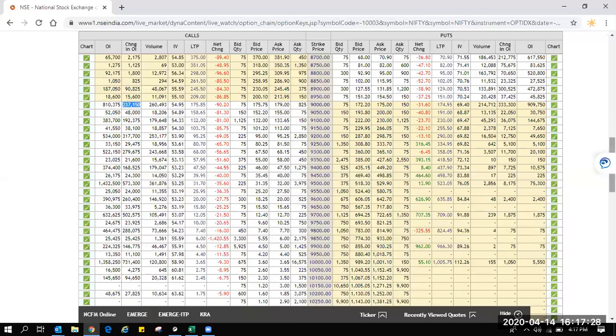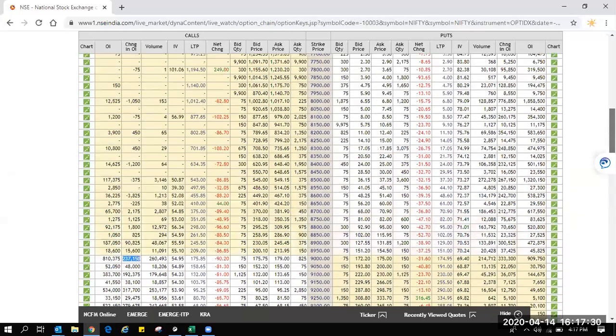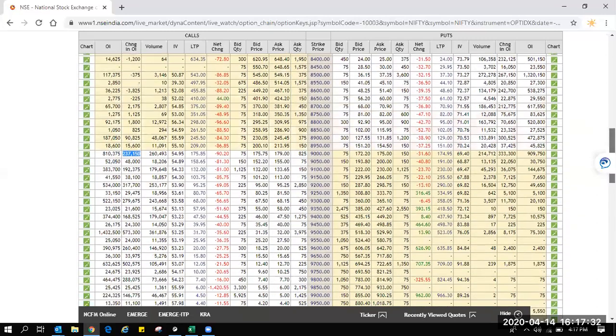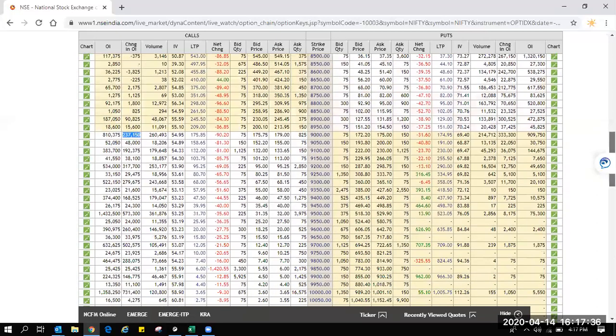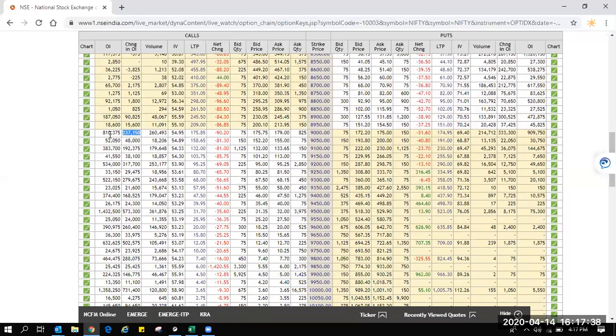So I hope you all got the simplified way of how to read the option chain and how to read the open interest. You should always see the nearby strikes whenever the index is trading. What is the current OI and what is the change in OI? That will help you to understand where the market is heading and where the mass is heading.